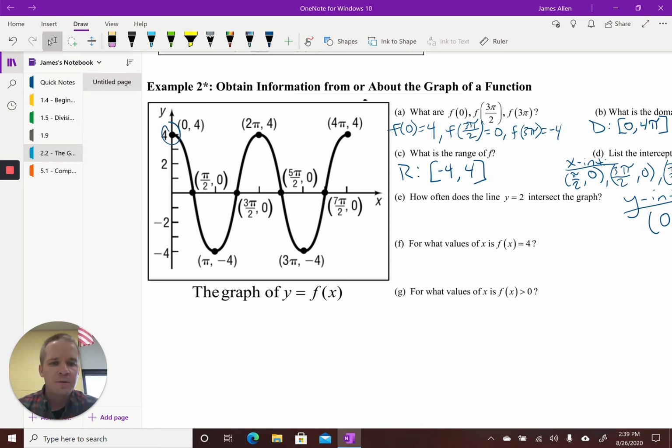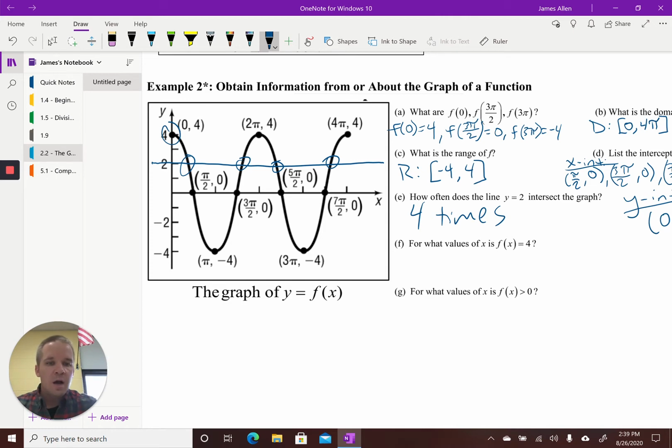All right, part E, how often does the line y equals 2 intersect the graph? Well, first off, we got to remember what y equals 2 looks like, and it's easy to mix those things up. Y equals 2 is going to be this bad boy right there. It's a horizontal line. So how often does it intersect the graph? 1, 2, 3, and 4 times. 4 times.